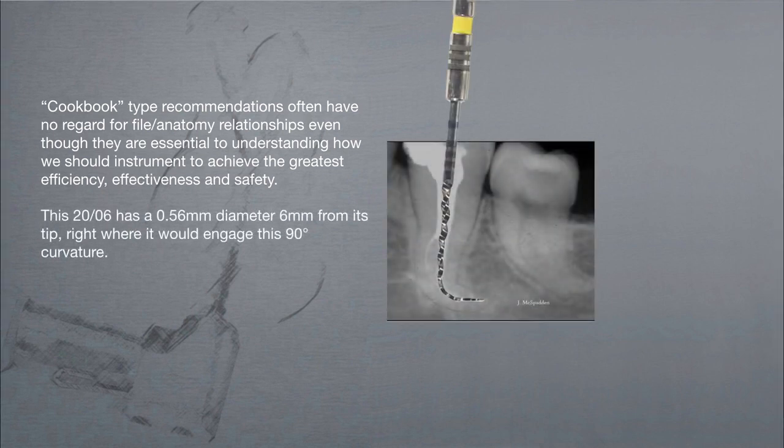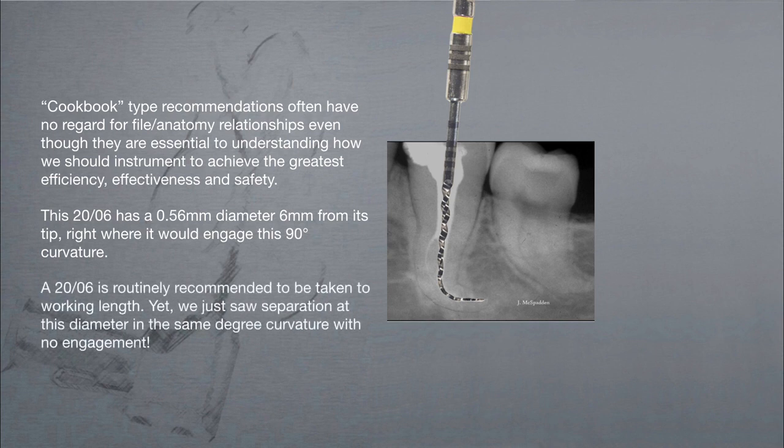Cookbook type recommendations often have no regard for file anatomy relationships, even though they are essential to understanding how we should instrument to achieve the greatest efficiency, effectiveness, and safety. This 2006 has a 0.56 mm diameter 6 mm from its tip, right where it would engage this 90-degree curvature. A 2006 is routinely recommended to be taken to working length, yet we just saw separation at this diameter in the same degree curvature with no engagement.